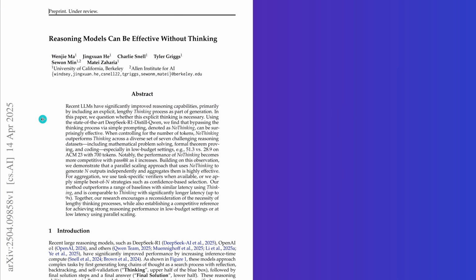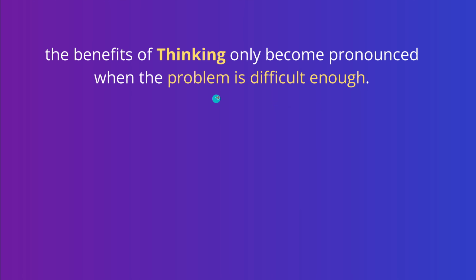Now you remember that just some months ago we had this beautiful paper from Berkeley, University of California, and Allen Institute of AI about reasoning models can be effective without thinking. And at the time I thought, wow, how can they dare to say an LLM can be effective without thinking? But then we discovered that if the problem is simple, we don't need the complex reasoning models. So the benefit of thinking really comes into play, becomes pronounced, when the problem is difficult enough. Otherwise, our LLMs are so good already that they can generate a solution without activating reasoning.